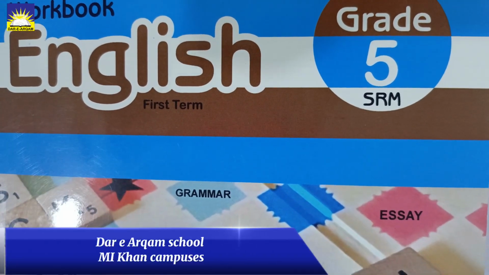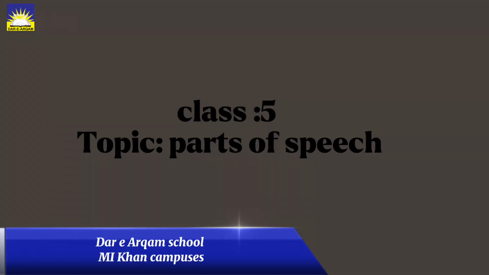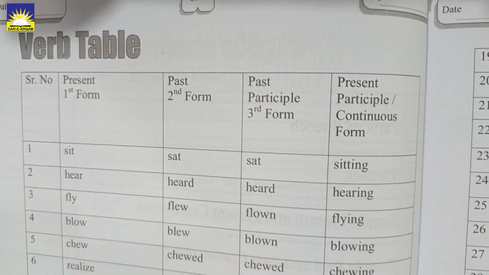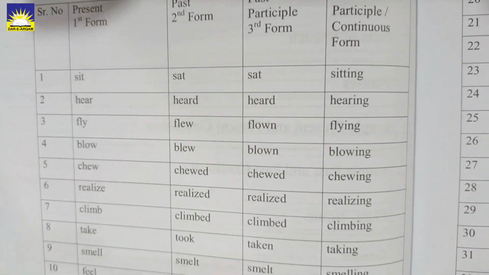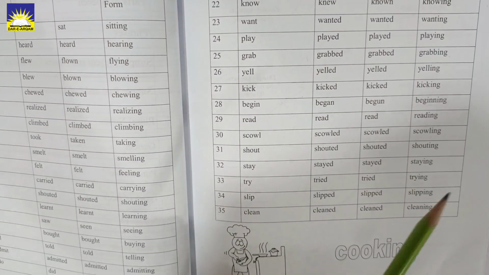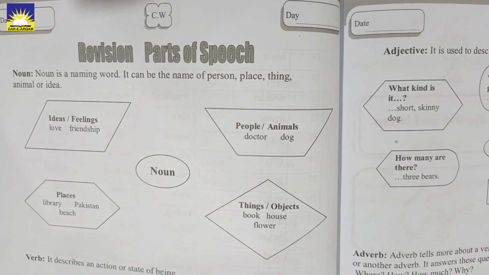Dear student, we are going to start our form of verb on page 24. Before we start our parts of speech, dear student, you have to learn form of verbs from page 26 and 27. You are going to learn all form of verbs by heart. Move to your workbook page 28.